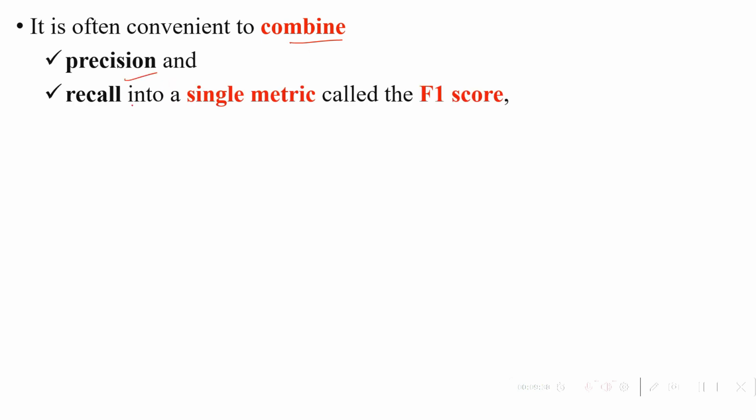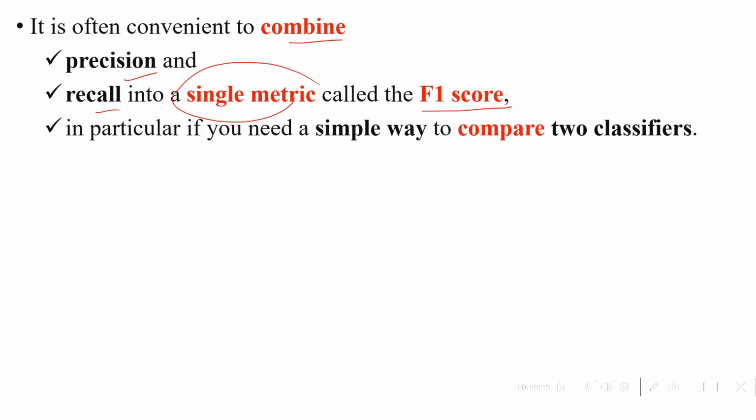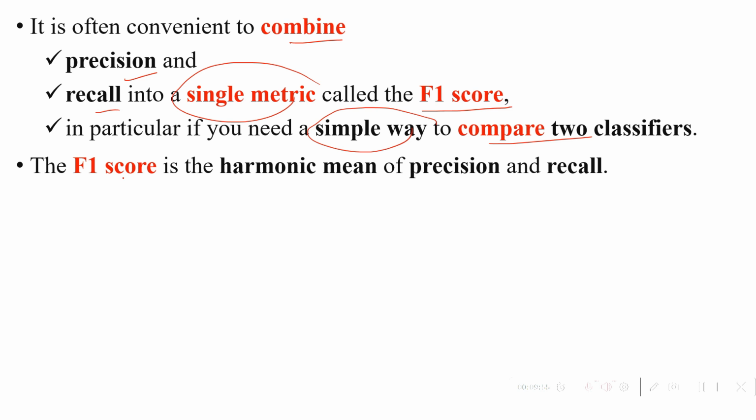Now it is often convenient to combine precision and recall into a single metric. That metric is called the F1 score. The combination of precision and recall is simply called the F1 score. In particular, if you need a simple way to compare two classifiers, you are going to use the F1 score. The F1 score is the harmonic mean of precision and recall.